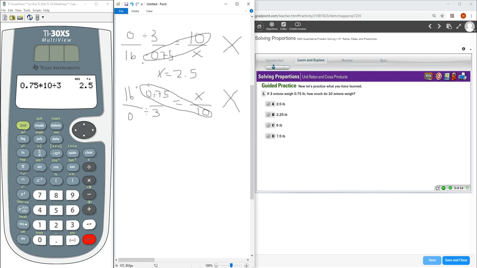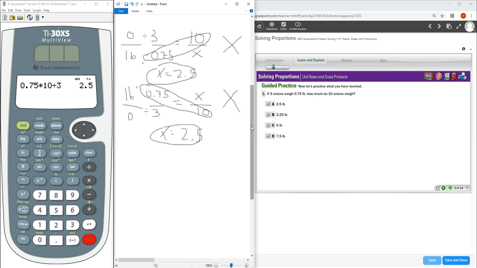Okay, so let's take a look there. So what do we have? We have 0.75. Over to the calculator. 0.75 times 10 divided by 3. 2.5. X equals 2.5. There we go. So whether we have onions over pounds or pounds over onions, as long as we keep things consistent, our X will mean the same thing, which is great. Takes a lot of the guesswork out.